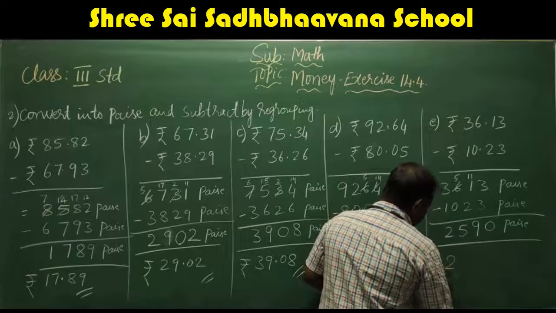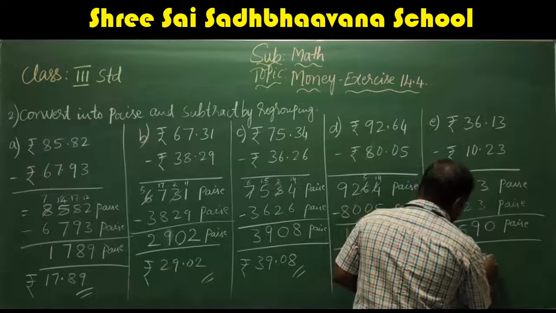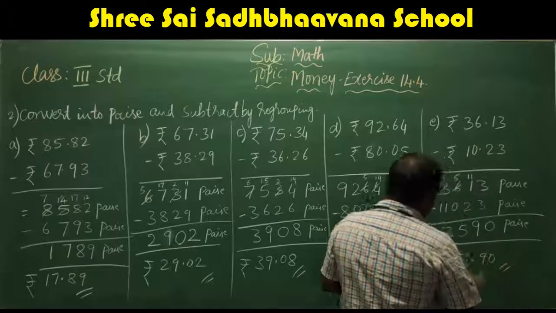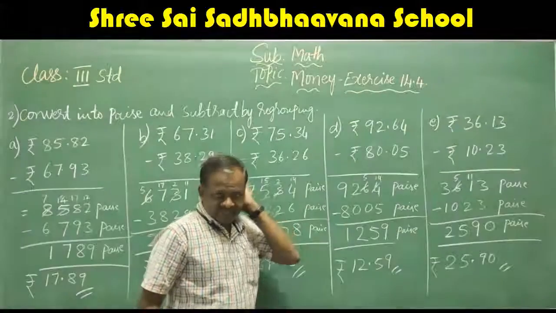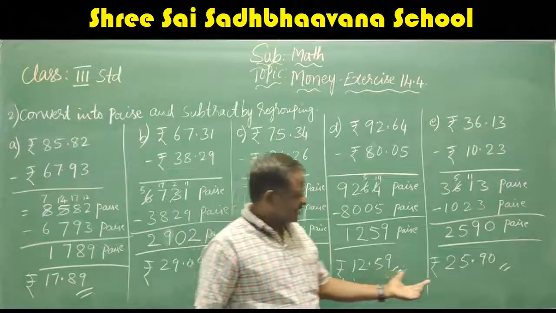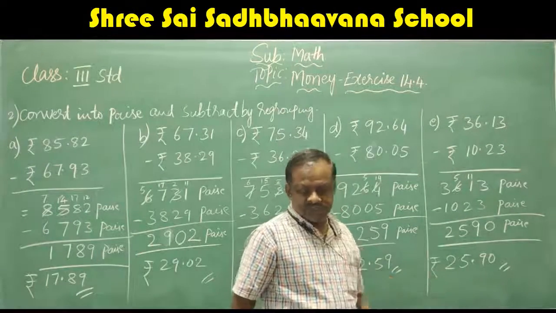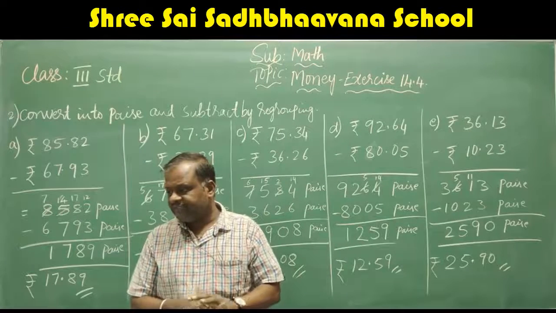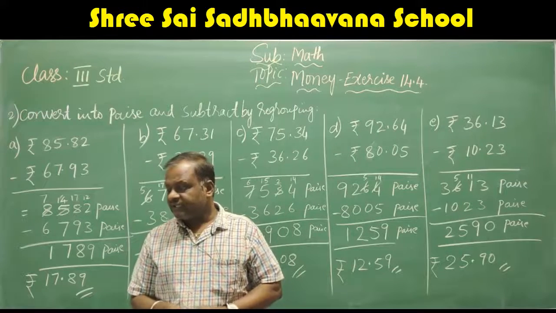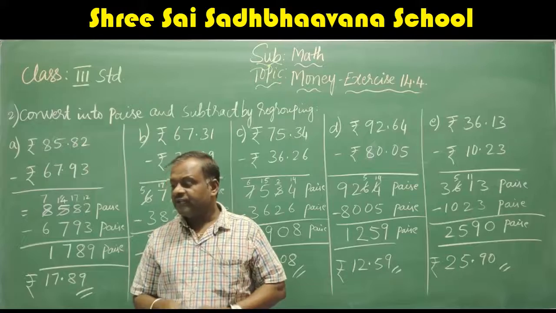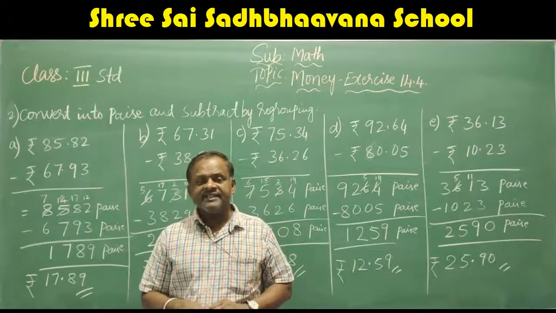2,590 paise can be written as rupees 25.90. Rupees 25.90. I hope you understand this one also. Next we will move to find the difference without converting and without regrouping, that is directly subtraction.